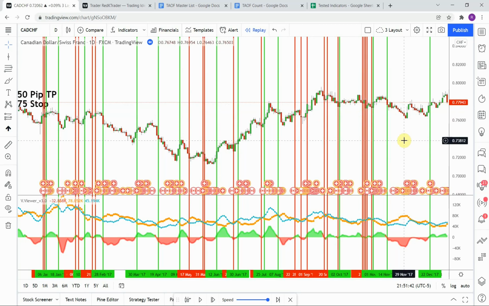So all right, that's it for this one. This one is going to go on the no list, and we will move on to the next indicator from here.